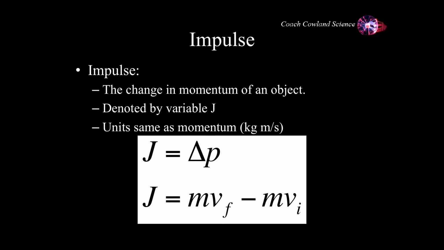So the definition of impulse is the change in momentum of an object, and it's given by the variable J. And J is just equal to the change in momentum p. So to find the change, you find the difference, which is the final momentum minus the initial momentum. In this equation here, J is equal to mvf, which is final velocity, minus mvi, which is the initial velocity. The units of impulse are the same as the units of momentum, which is kilograms meters per second.